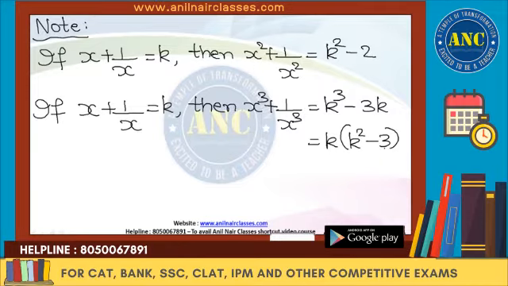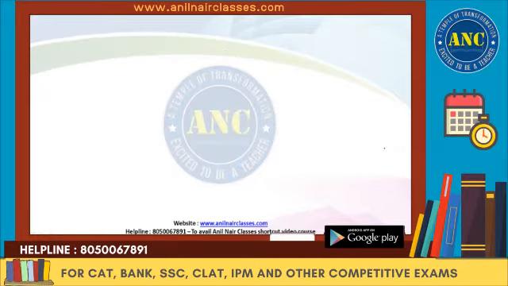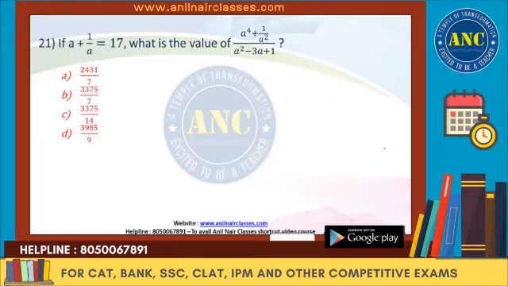The proof is also very simple, but let us not waste our time proving all these things right now. If x plus 1 by x is equal to k, then x cube plus 1 by x cube will always be equal to k cube minus 3k, or in other words, k times k square minus 3. Now see here, sir, why did I discuss this? If you see the 21st question, this is one of the favorite questions for SSC CGL, a very repeated pattern, which you are seeing right now on the screen.